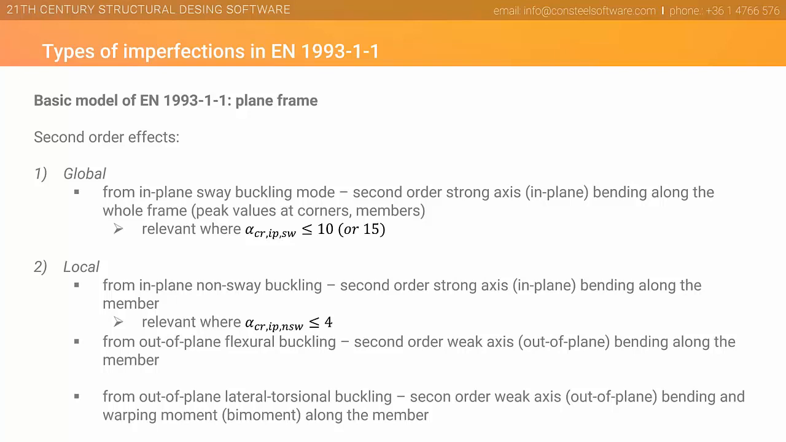From out of plane we can have two types of local second order effect. From out of plane flexure or buckling, we can have second order weak axis out of plane bending, again only along the member. And from out of plane lateral torsion or buckling, we can have second order weak axis bending and warping moment along the member. So these are the possible second order effects.